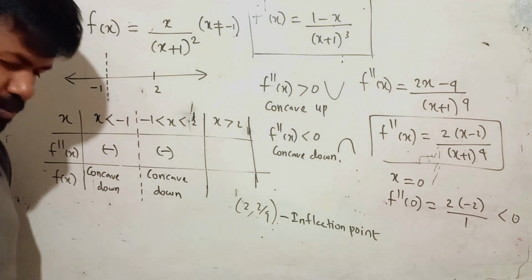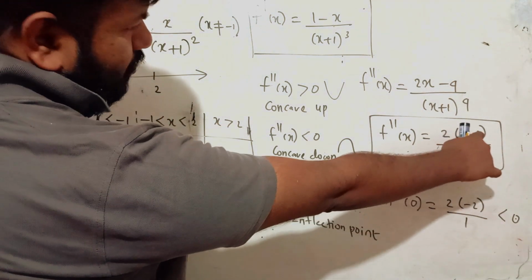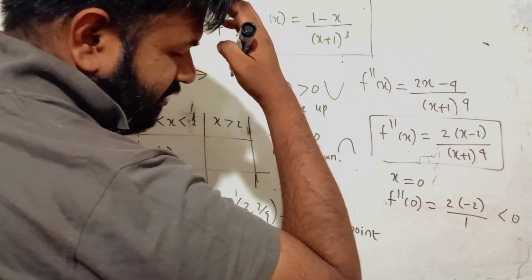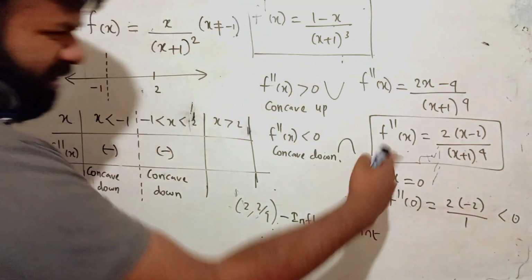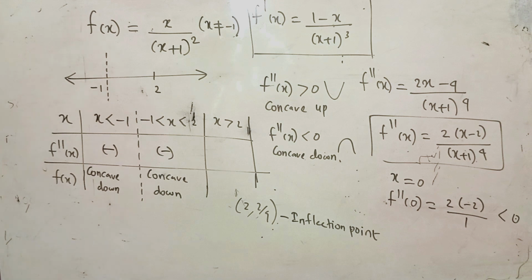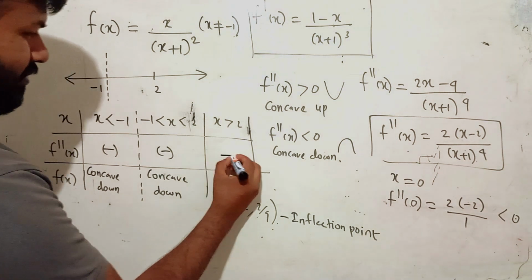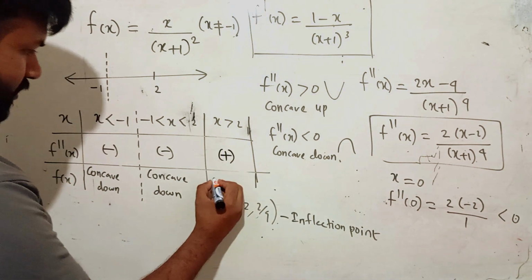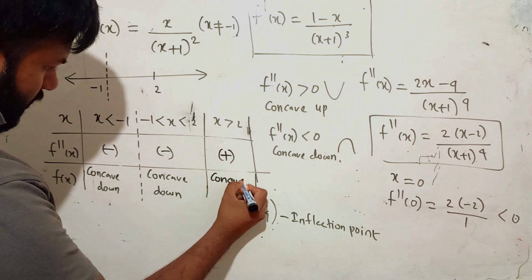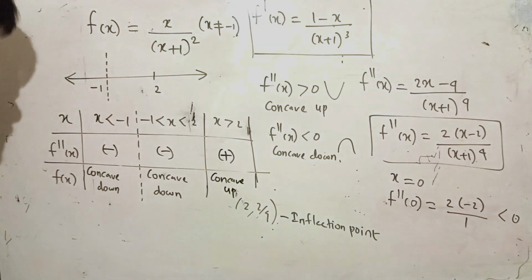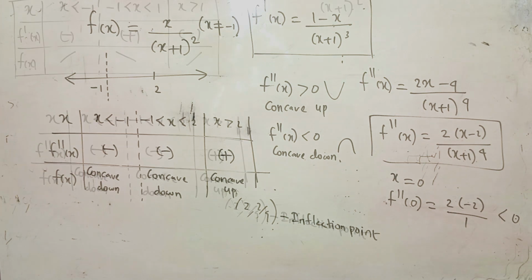So what happens when x is greater than 2? Think of a number which is greater than 2, say 10. Substitute 10 here: 10 minus 2 is positive. The denominator is always positive, so you don't have to write anything for that; you can just do it in your mind. So it is positive, so this part is concave up. In order to draw the graph, you need these tables: this one and the table that you drew previously.